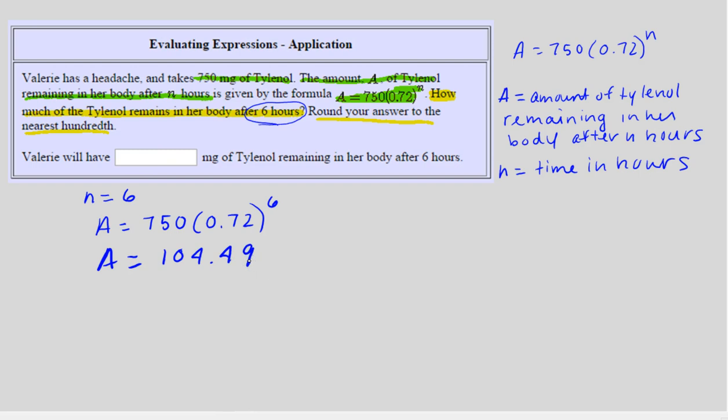And now they have the sentence written out for us, which is really nice, and this is something you should learn to read because you're going to need to write these later. Valerie will have 104.49 milligrams of Tylenol remaining in her body after 6 hours.